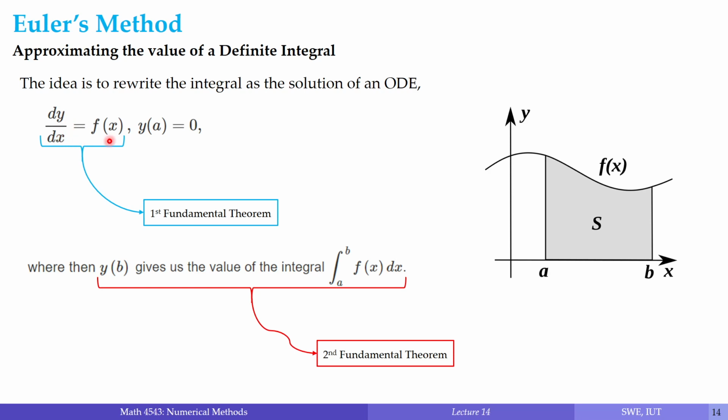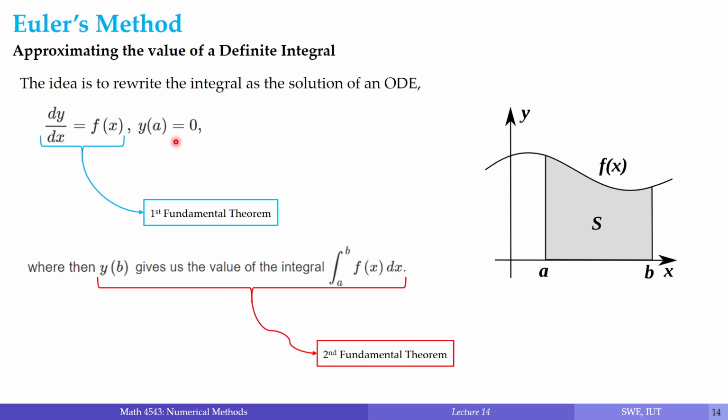So dy by dx will give me what? The original function f of x. So this is our initial assumption, where we utilize the first fundamental theorem. And for the initial condition y of a equals 0, which means the value of the dependent variable y at the lower limit a equals 0, that's our presumption. We are saying the value of the area, or the value of the antiderivative function, at that point is 0.